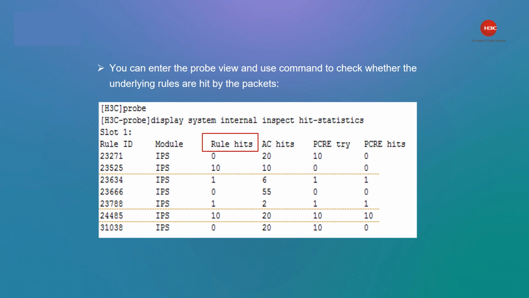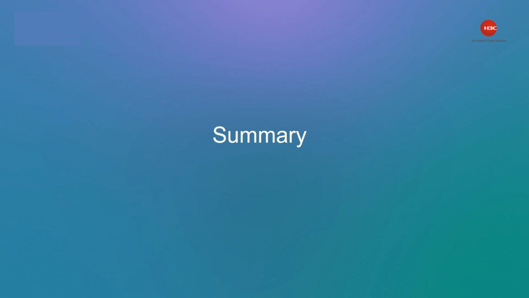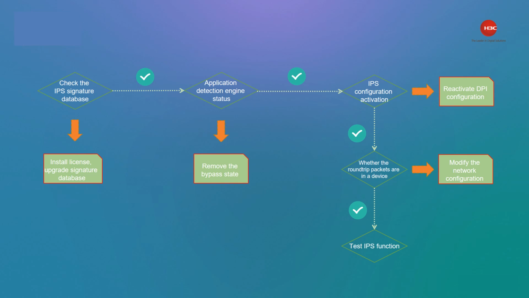After the test is completed, enter the probe view, and you can use the command as shown in the figure to determine whether the underlying rules are hit by packets. The rule hits column has a value indicating that the rule has been matched by attack packets. The above is the whole troubleshooting idea for when the firewall does not generate logs after configuring the IPS function.